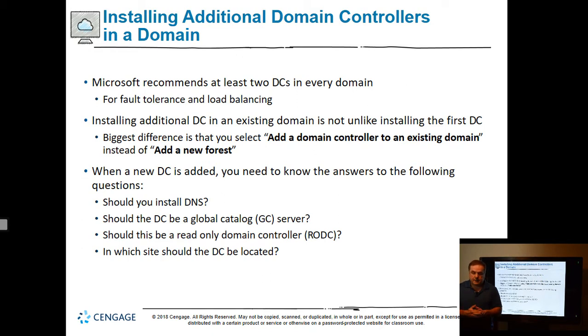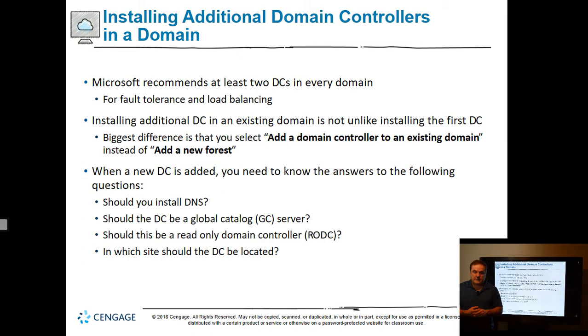Should the DC be a global catalog server? Well, the first one is. That keeps a copy of all of Active Directory. Any ones after that, by default, will, unless you uncheck the box. Should this be a read-only domain controller? Well, in most cases, it's not, but we will be doing a read-only domain controller as a lab.